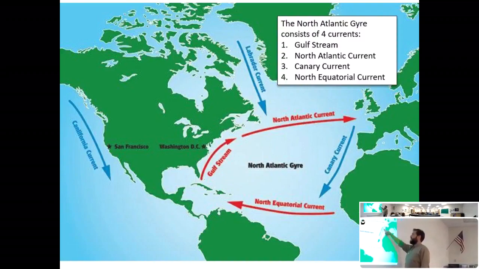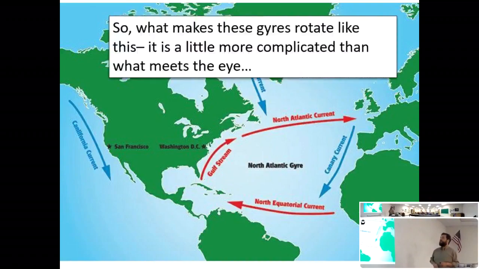Now notice that the Canary Current is shown in a nice light blue color, which reflects that it's gotten colder. It's gotten colder because it's been at a high latitude for a while, and now it's cooled off. So what makes these gyres rotate like this? It's a little more complicated than what meets the eye, and I'm going to go into all the juicy, meaty details of what makes it tick. So you did number nine, right? You got your currents drawn in, right?